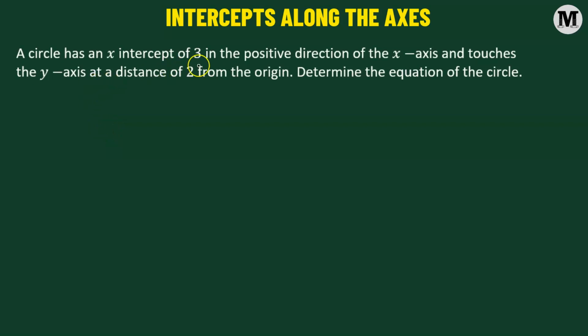A circle has an x-intercept of 3 in the positive direction of the x-axis and it touches the y-axis at a distance of 2 from the origin. Determine the equation of the circle. So let us begin. We'll consider the general equation of the circle first.